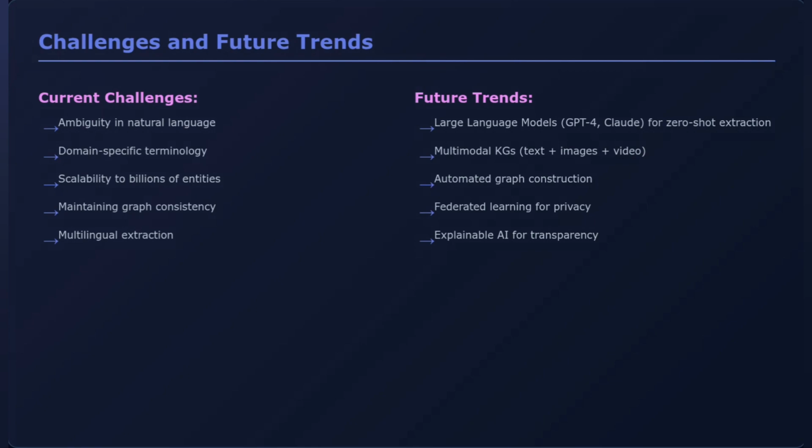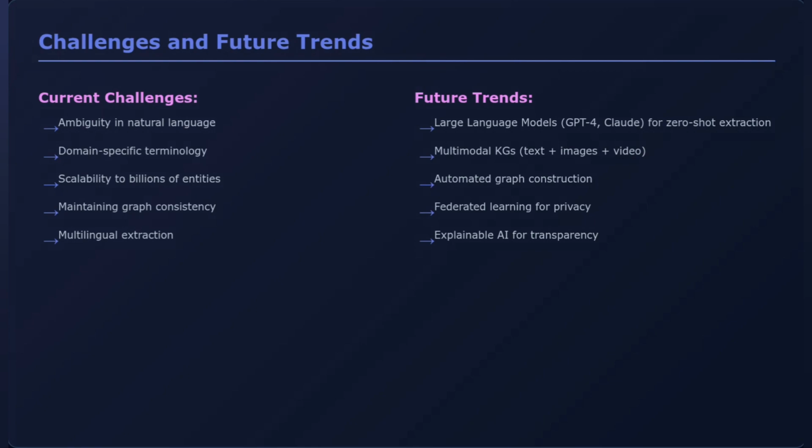Consistency. How do you keep information up to date when your sources conflict? What happens when Tim Cook retires and Apple gets a new CEO? Multilingual extraction. Building knowledge graphs that work across languages is incredibly challenging. But here's the exciting part. The future is incredibly bright. Large language models like GPT-4 and Claude are revolutionizing information extraction. They can do zero-shot extraction, meaning they can extract information without being specifically trained on that task.